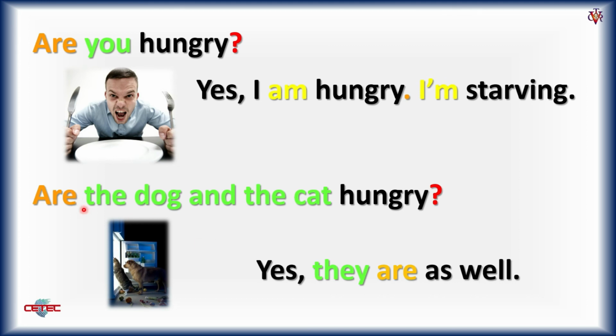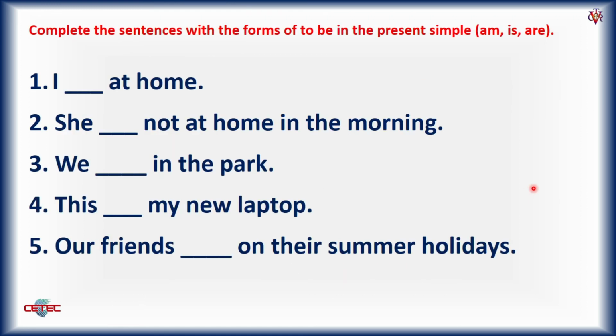Let's see another example. Are the dog and the cat hungry? Here it's one animal, but here two animals are mentioned, so it's plural. Are the dog and the cat hungry? Yes, they are as well. So let's see other examples of how we can use interrogative questions. Now you have to complete with the forms of to be in the present simple: am, is, are.